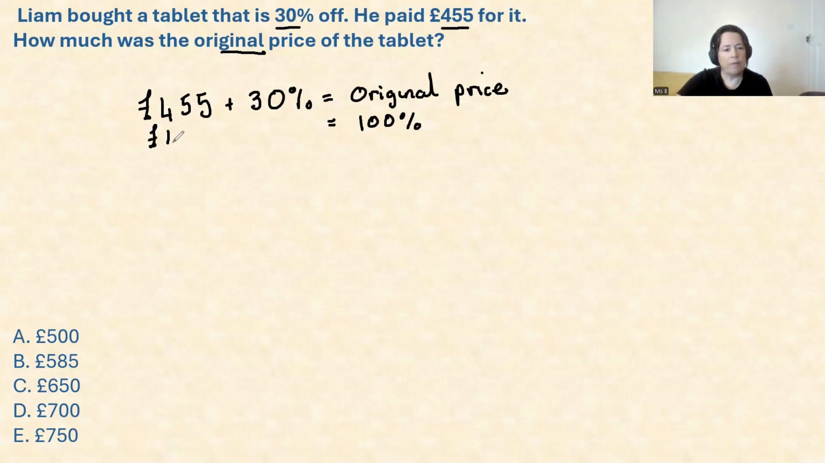So £455 plus 30% equals 100%. If we wanted to turn £455 into a percentage, we can see here that £455 in this case is going to be 70%, because 70% plus 30% equals 100%. So 70% equals £455. But we want to know what 100% is.